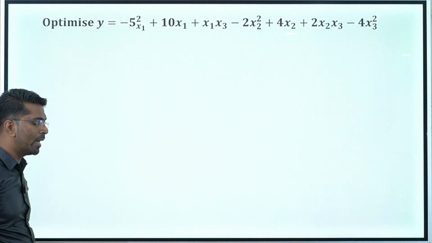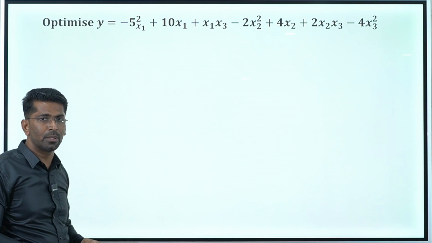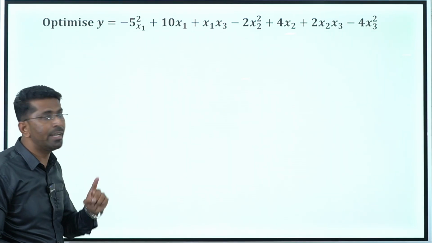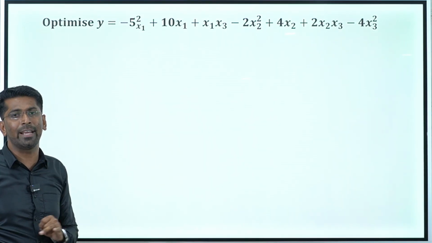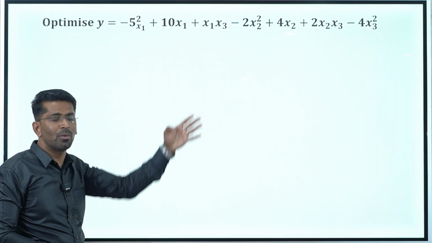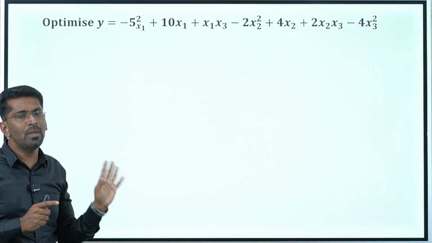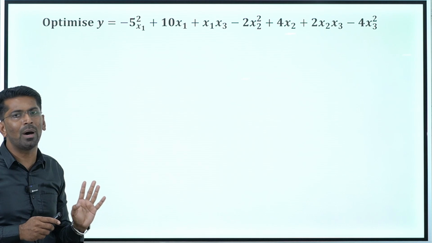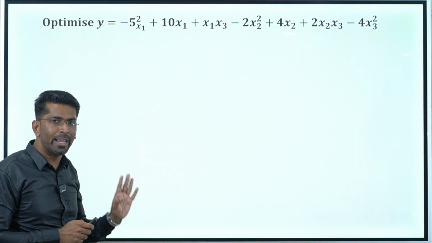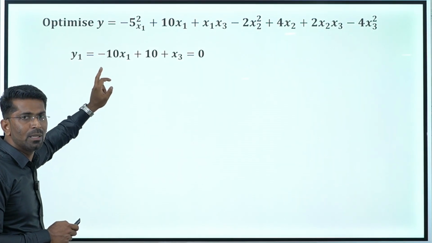Now let us consider one example so that it will be more clear. We want to optimize a particular function y, which is a function of three independent variables, x1, x2 and x3. Because we have more than 2 independent variables, we are going to apply higher order partial derivatives. First we are going to take the partial derivative with respect to x1, x2, x3 separately. With respect to x1, I am denoting it as y1.